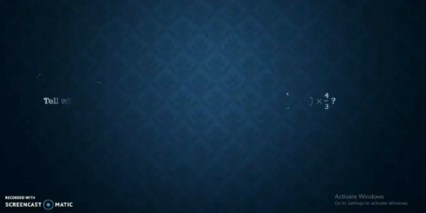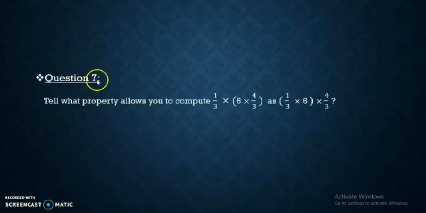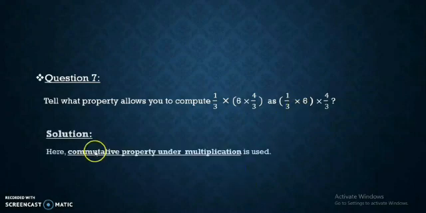Now come to question 7. Question 7 is, tell what property allows you to compute 1 by 3 into 6 into 4 by 3 as 1 by 3 into 6 into 4 by 3. In this question, the order of grouping is changed in multiplication. Here 6 and 4 by 3 are grouped together. Here 1 by 3 and 6 are grouped together in multiplication. Therefore, we will use associative property under multiplication.